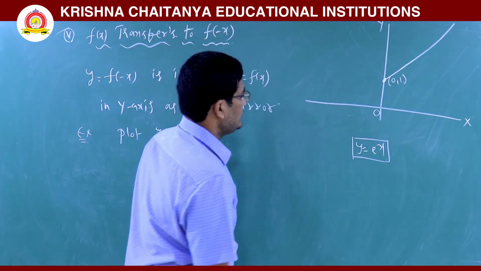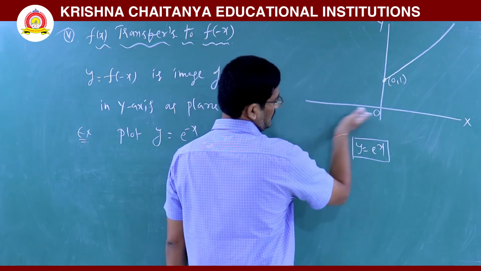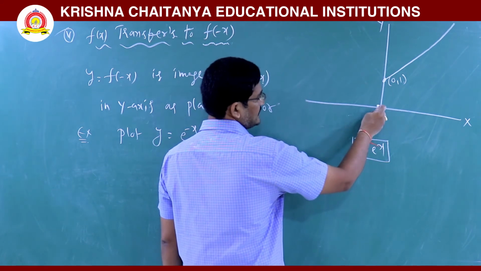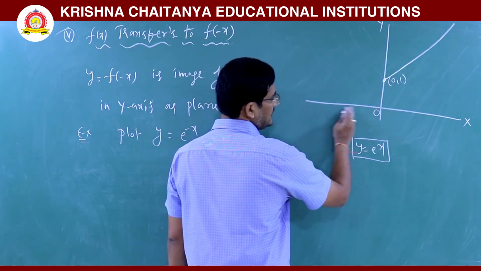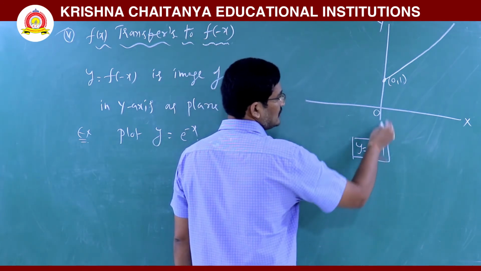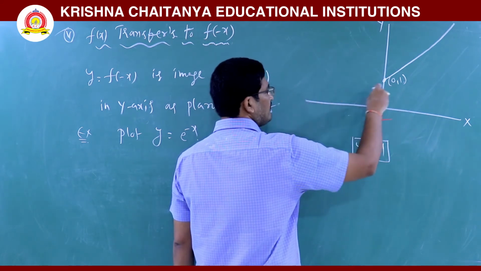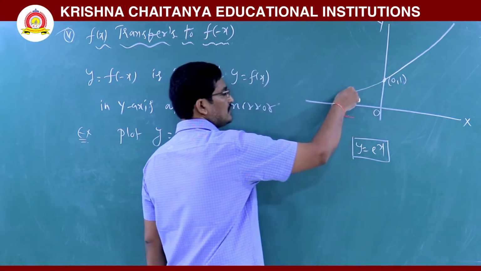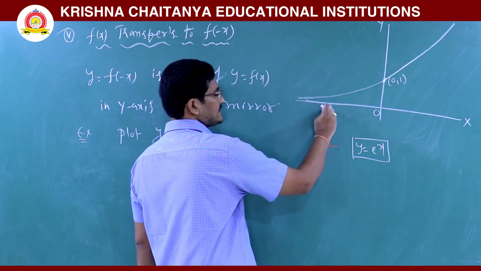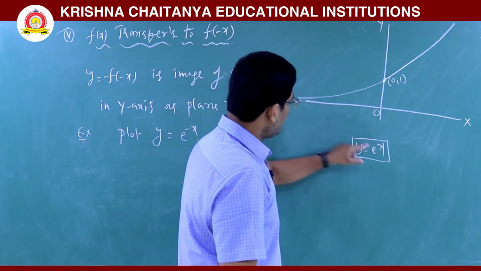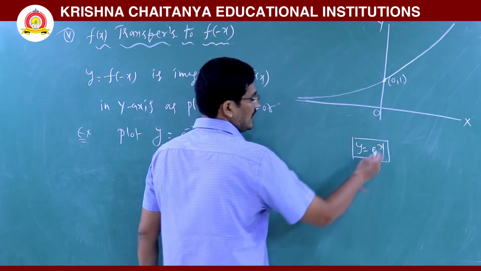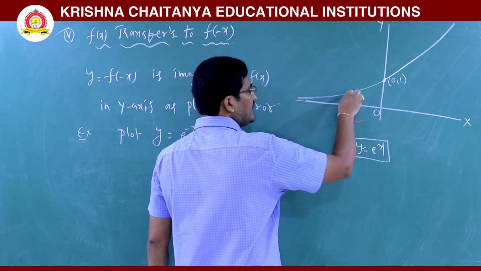What about the left side of my axis? Suppose x equal to minus infinity, then y equal to e power minus infinity, that is 0. That means at x equal to minus infinity, y is 0, so the curve follows like this. As x tends to minus infinity, y should be 0.